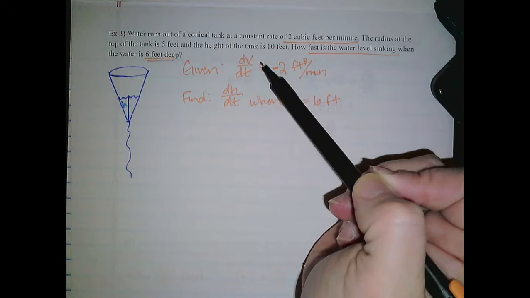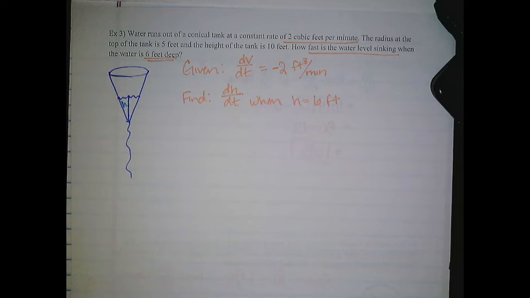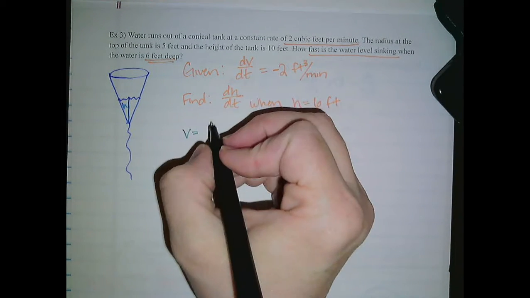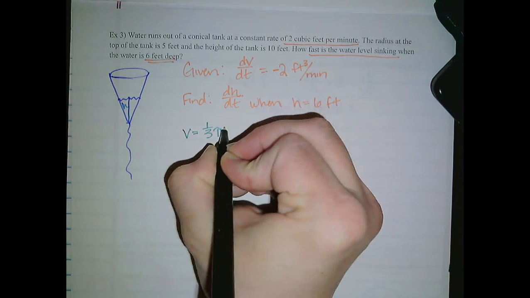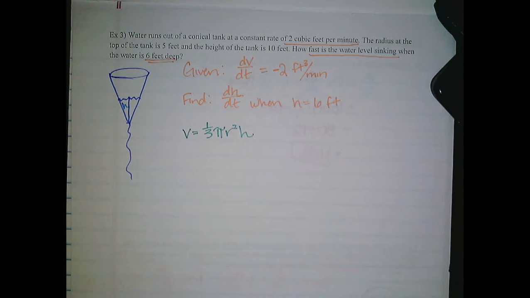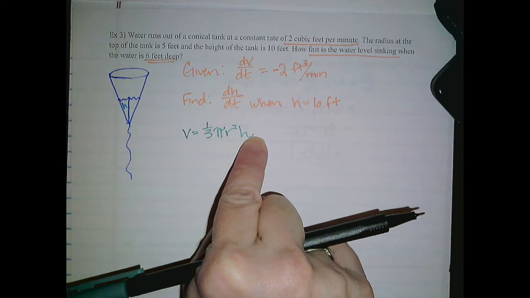So we drew our picture, we took the information, the rate that we were given, the rate of change that we're trying to find, and now we want an equation that's going to relate those two. So I'm looking at water in a conical tank, and the volume of that water, the volume of any cone, is going to be 1/3 times pi times r squared times h. And so we have an equation here that's going to relate the volume of the water, that cone shape, to the height of the water.